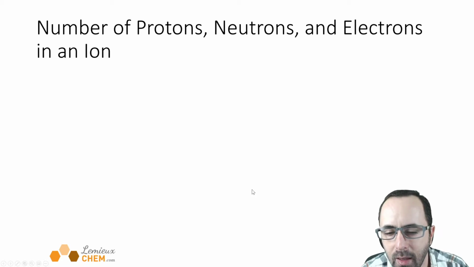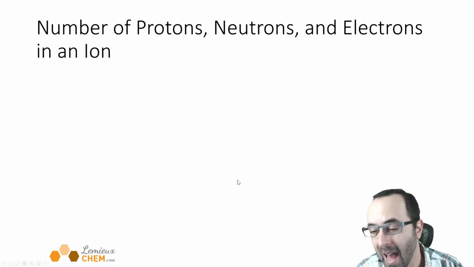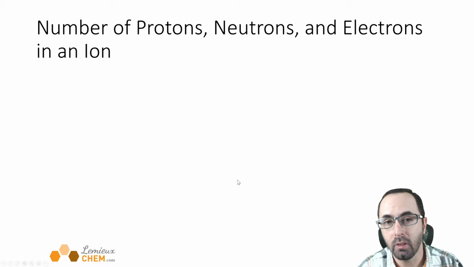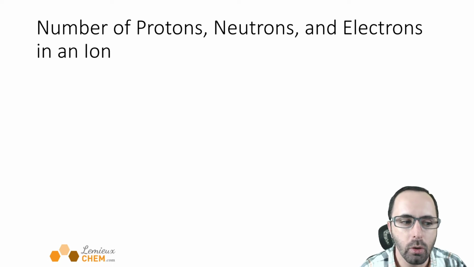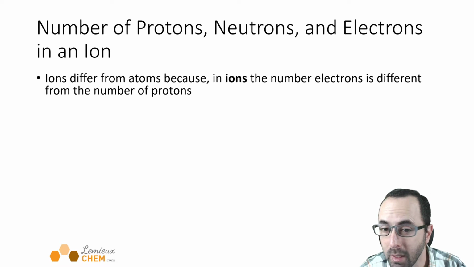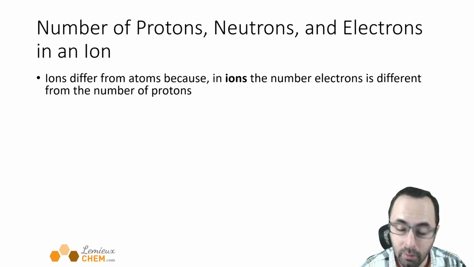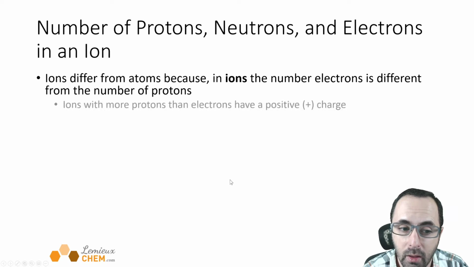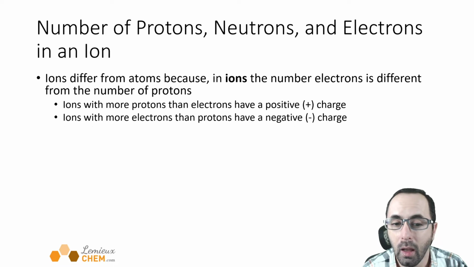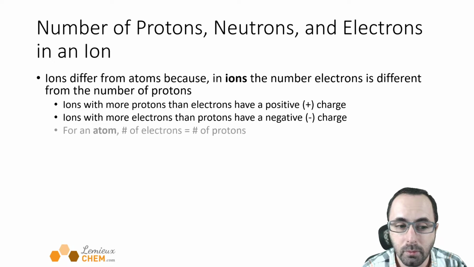So in the last exam, I had you calculate the number of protons, neutrons, and electrons in atoms. Now, for the next exam, I want you to be able to do this not only for atoms, but also for ions. So ions are different from atoms because in ions, the number of electrons is different from the number of protons. Okay, so ions that have more protons than electrons have a positive charge because protons are positive. Ions with more electrons than protons have a negative charge because electrons are negative.